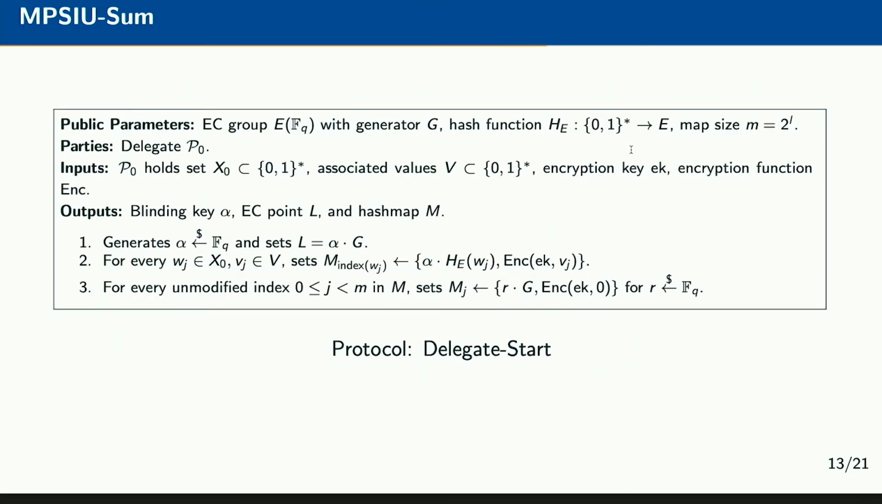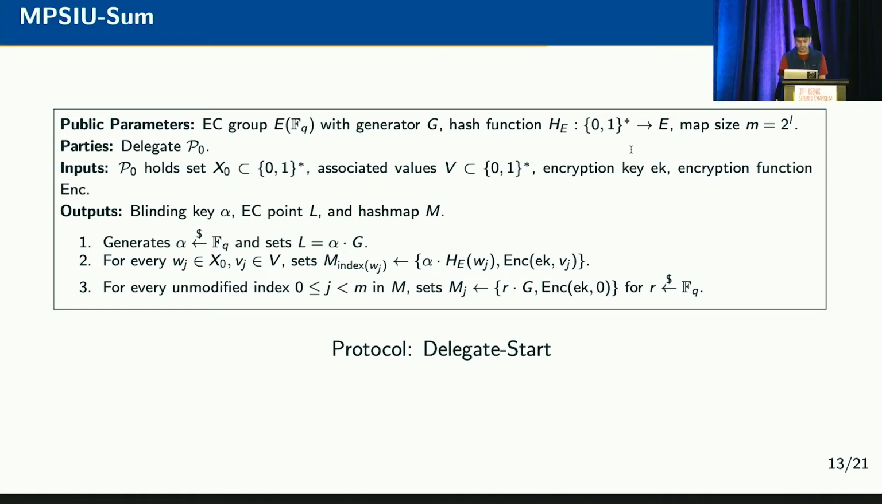So in delegate start, the IC element generates alpha and publishes L, which is alpha times G. This is in some sense a commitment to alpha. And then for each identifier in its set, the IC element maps it onto the elliptic curve and multiplies the elliptic curve point by alpha. The associated value is also encrypted. And then these two values are stored in the hash map at an index associated with the identifier that all service providers can also compute.